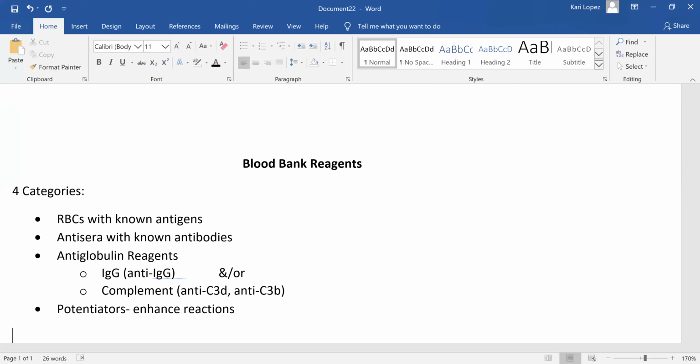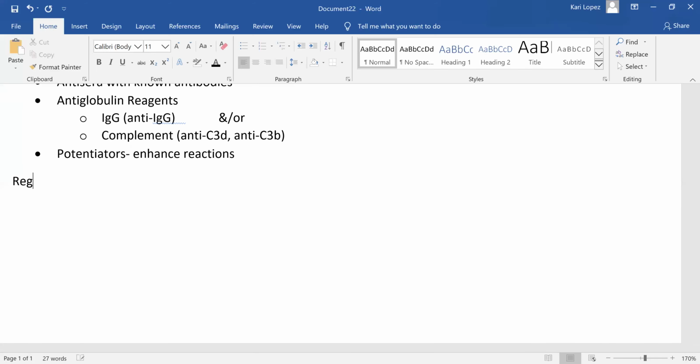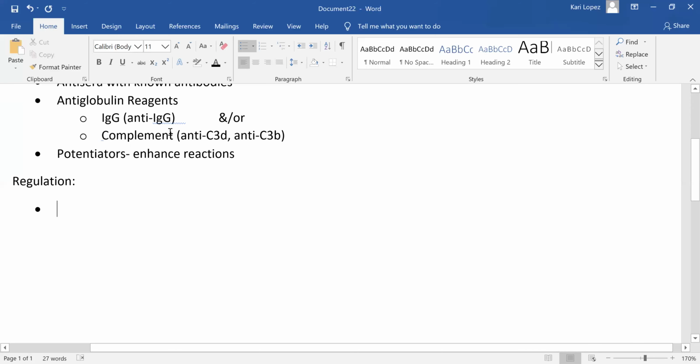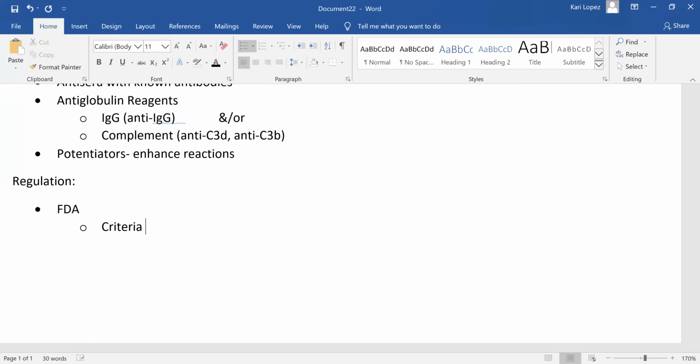Now your reagents are going to be regulated. Do you know who they're regulated by? They are going to be regulated by the FDA, which is the Food and Drug Administration. The criteria is found in the Code of Federal Regulations. Oh my goodness, I couldn't get that out. It's found in the Code of Federal Regulations.